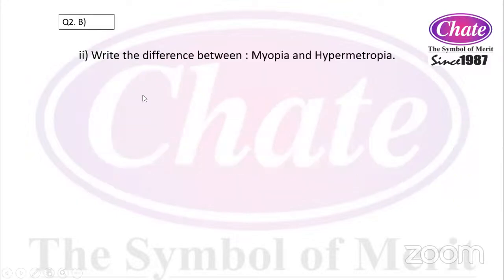Okay, now next question, that is write the difference between myopia and hypermetropia. So again, the question is from the lenses chapter. As you know, these are defects of the eye, and you should remember what is the other name for myopia and hypermetropia. So let's see these differences one by one.